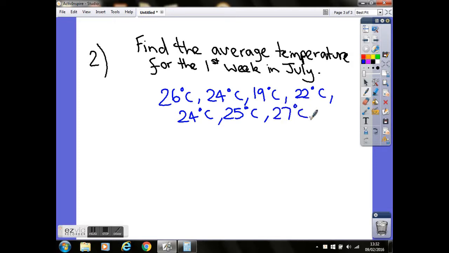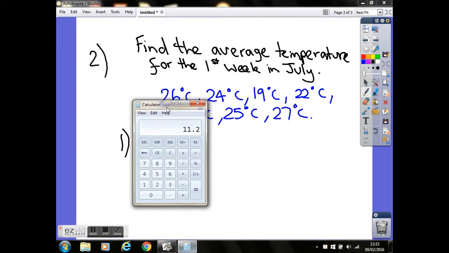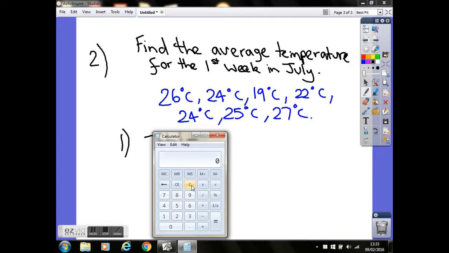Okay, so the method is exactly the same as what we did before. First of all, we need to find the total. So the total is all the numbers added together. So again, I'm going to bring our calculator up to do that. I'll just move that down a tad. So cancel that from before. And again, be careful that you're typing these correctly when there's a lot of numbers.